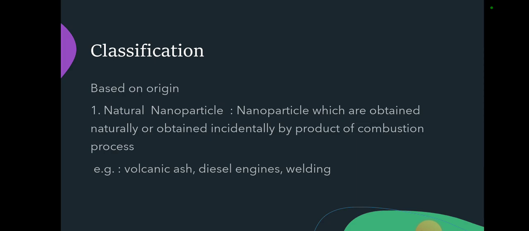as welding and diesel engines. And naturally occurring nanomaterials such as volcanic ash, soot from forest fires, etc. are examples of natural nanomaterials.